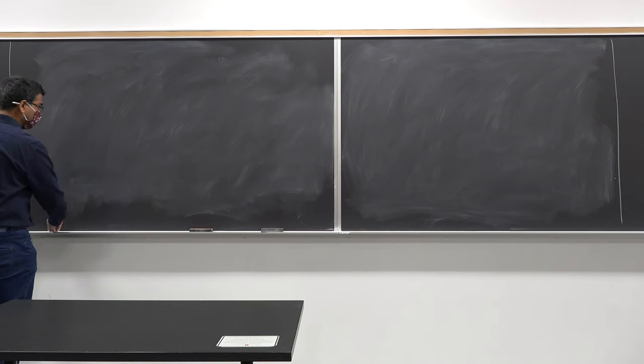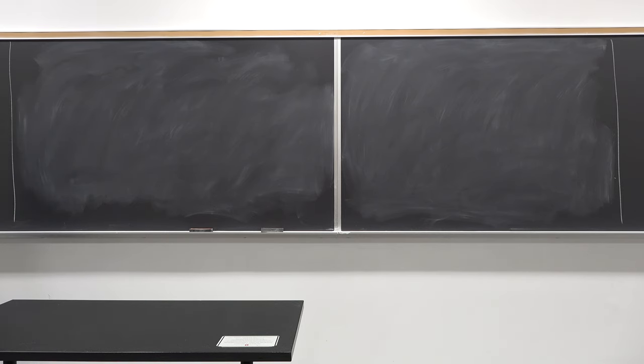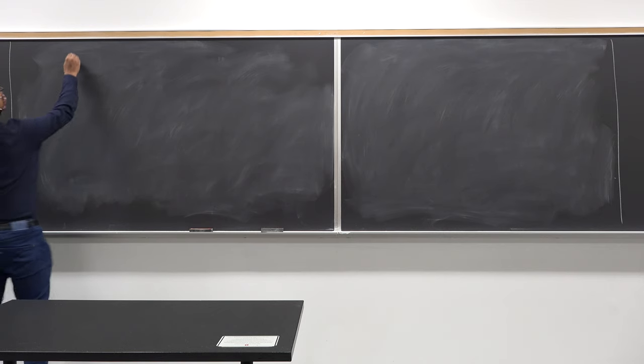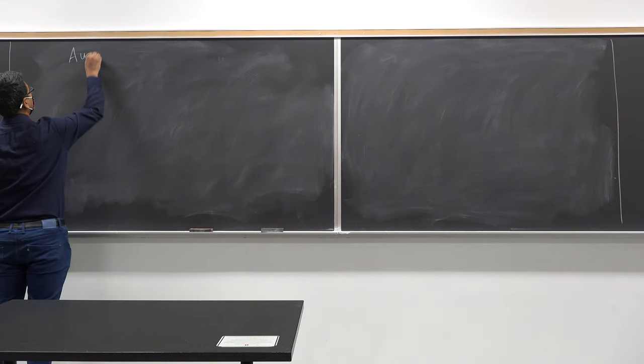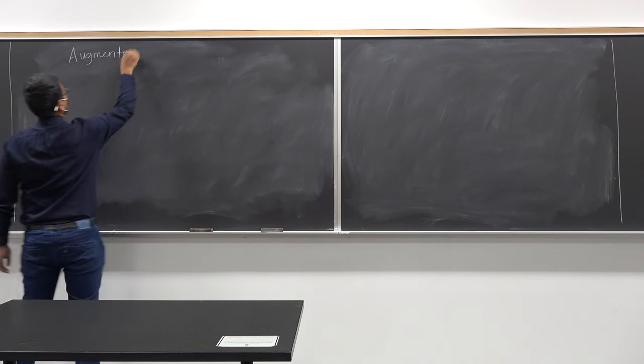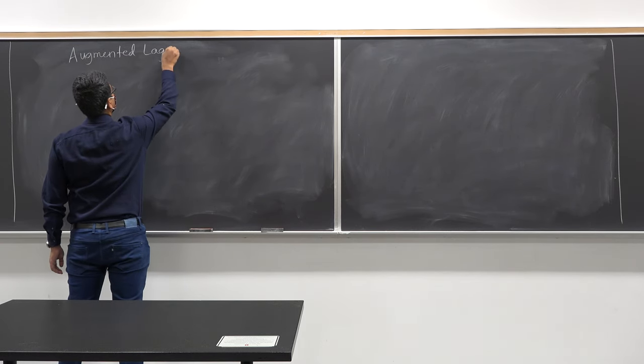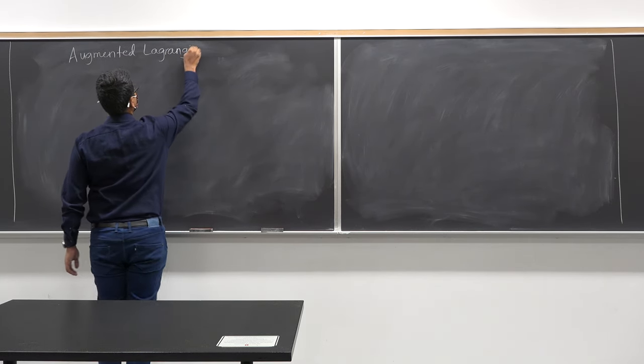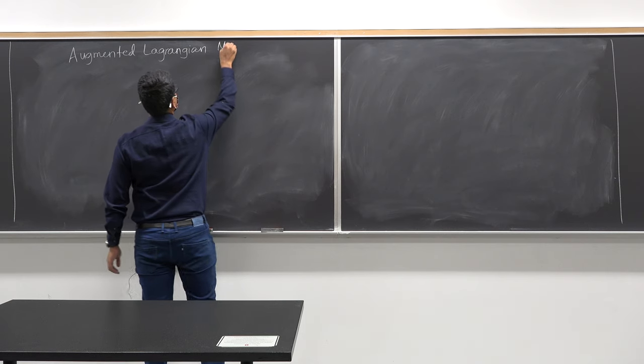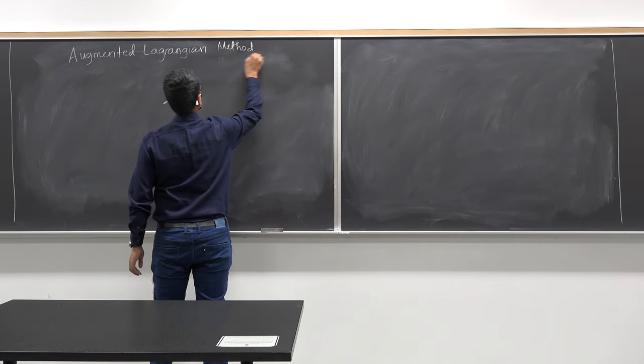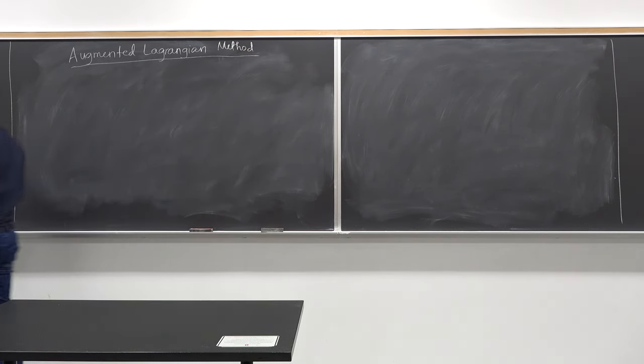Okay. We were discussing the augmented Lagrangian method in the previous class. The goal for today's class is to talk about a specific class of augmented Lagrangian method, which is known as the method of multipliers. So let me remind you what the setting was.